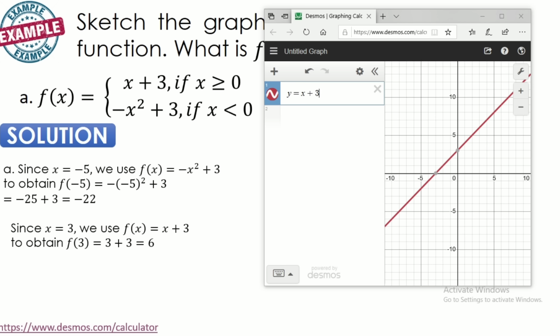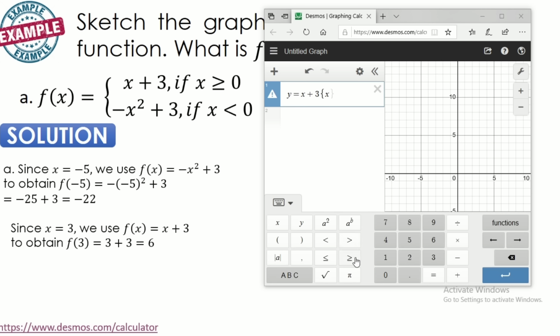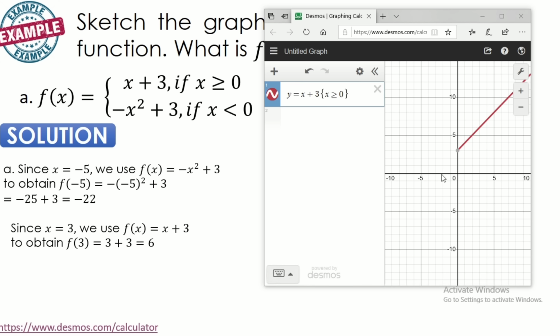Okay. Pero meron tayong restriction. Ang x lang natin dapat greater than or equal to 0. So, paano nyo ilalagay yan? Lagay kayo lang ng bracket. So, yung ganyan, ilagay nyo x. So, dito nyo makikita yung greater than or equal to 0. Okay. So, ito yung graph niya.